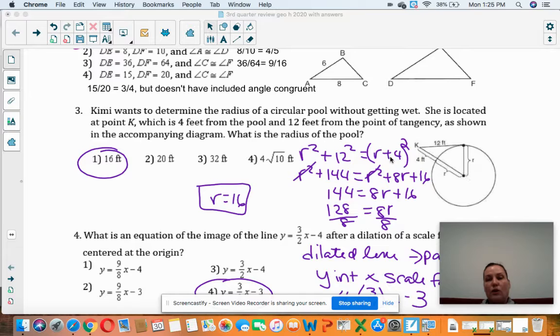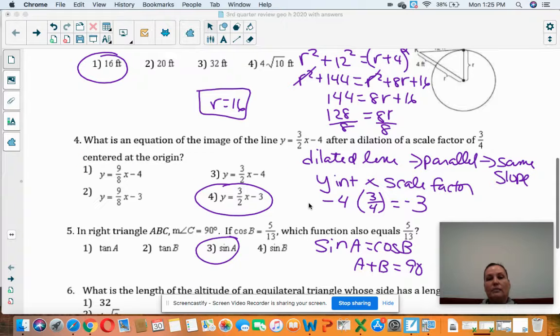This actually is r plus 4 times r plus 4, which becomes a trinomial, r squared plus 8r plus 16. You have to FOIL to get the r squared plus 8r plus 16. And on the left, I just have r squared plus 144. The r squareds cancel, and I have 144 equals 8r plus 16. I subtract 16 to get 128, and I divide by 8, and that gives me my answer, 16.